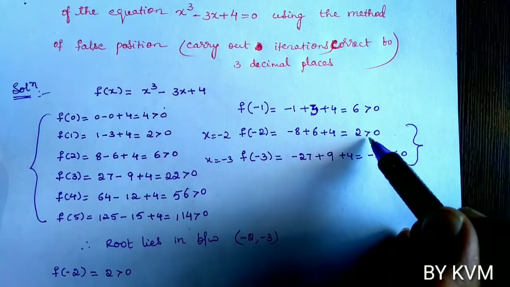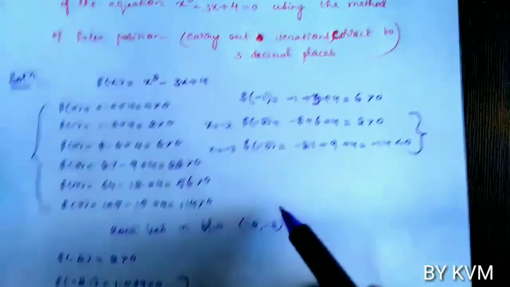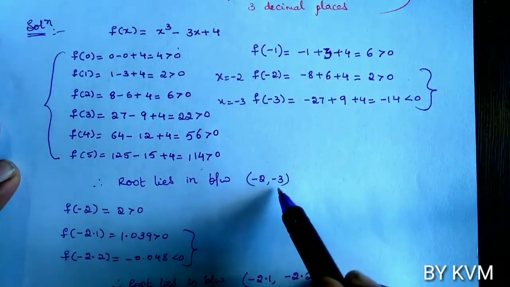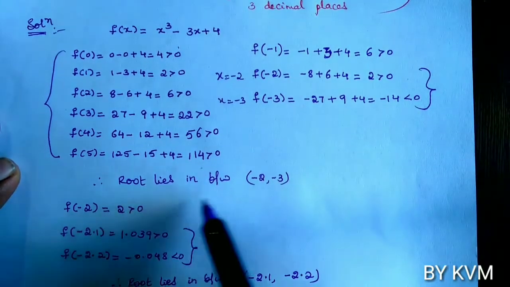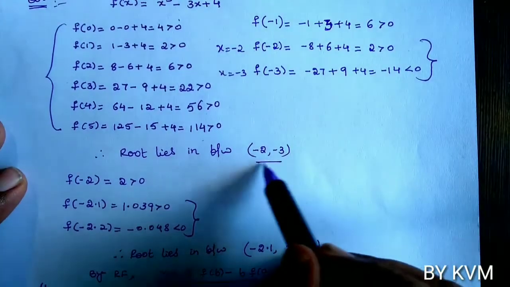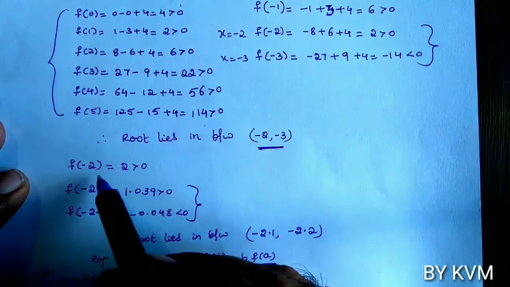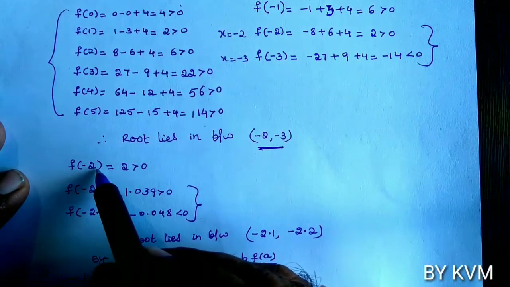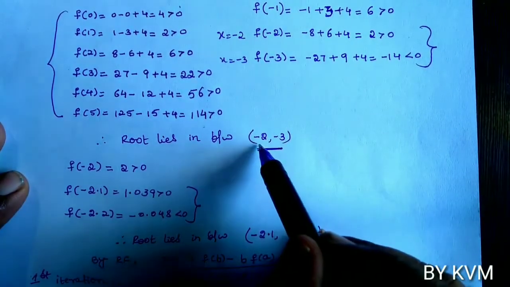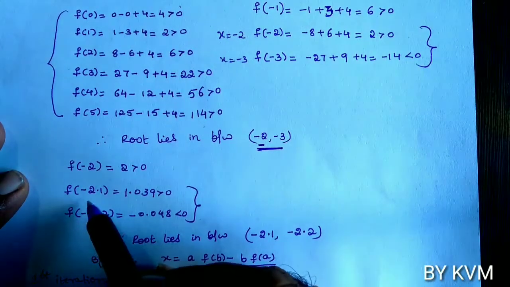So one functional value is greater than 0 and another functional value is less than 0. So the intermediate value property is satisfied. By the intermediate value property, the root lies in between minus 2 and minus 3. So the root lies in the interval minus 2 and minus 3. Now we have to move closer to the root in this interval. Now again give values for x, starting from minus 2, increasing the value of x in steps of 0.1.